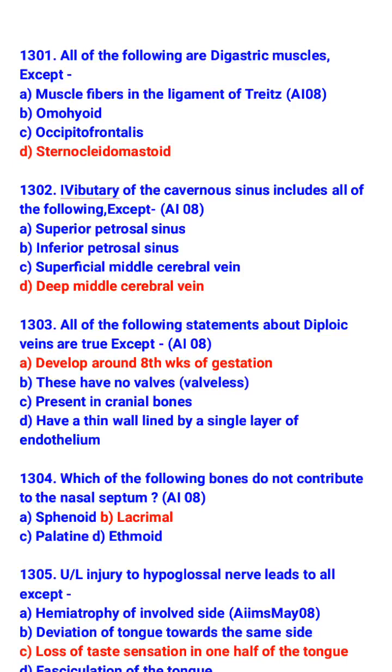Tributaries of the cavernous sinus include all of the following except deep middle cerebral vein. So, which are the tributaries of the cavernous sinus? Superior petrosal sinus, inferior petrosal sinus, and superficial middle cerebral vein.